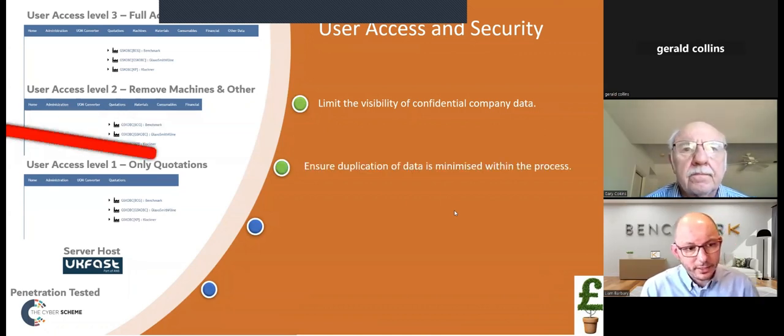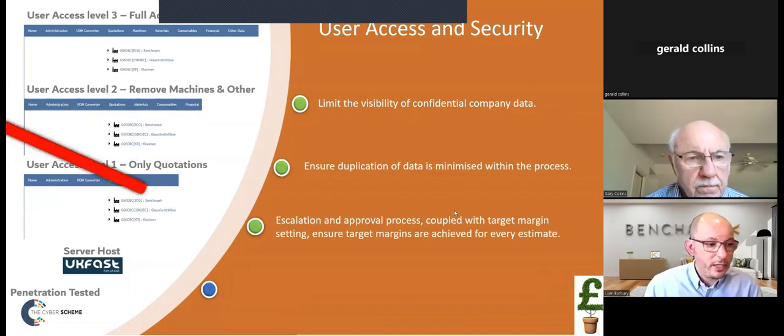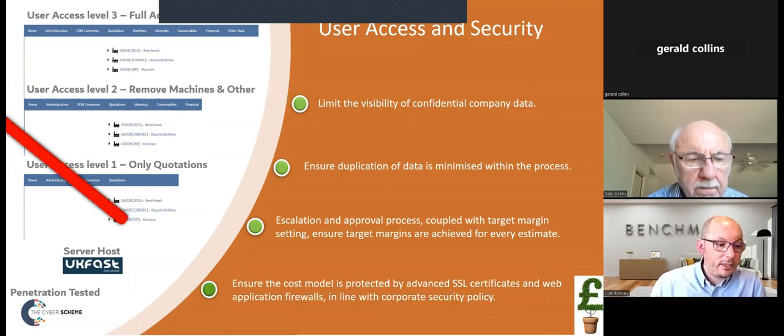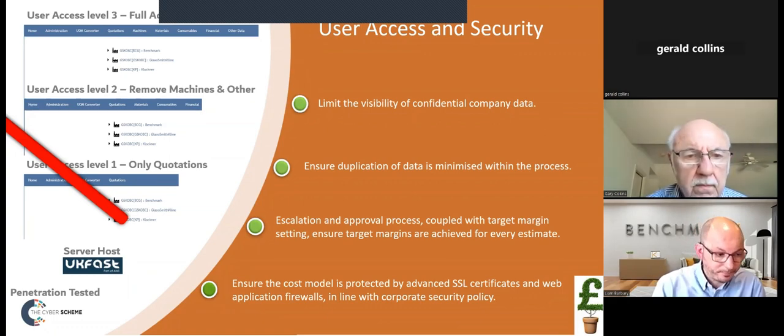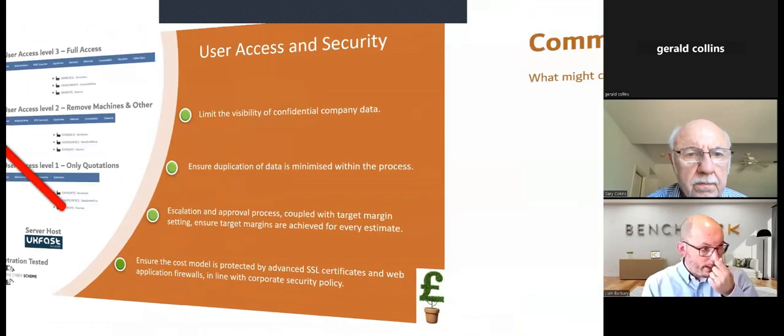Ensure duplication of data is minimized within the process. Use an escalation and approval process coupled with a target margin setting as well to ensure target margins are achieved for every estimate, and ensure the cost model is protected. However, if it's an Excel spreadsheet, I would suggest that if it's on a shared drive, it's in a shared drive location where very limited people have access to it.